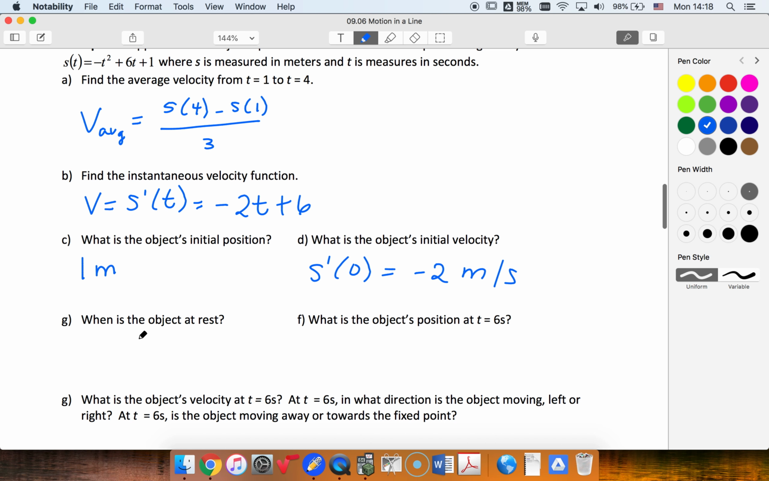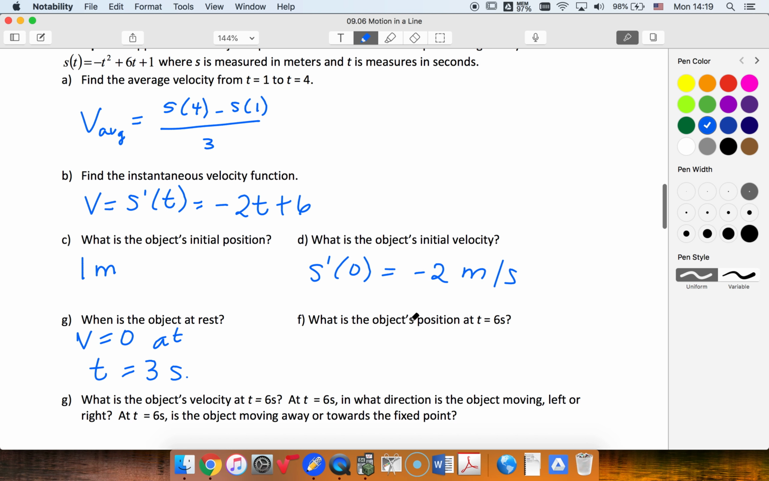When is the object at rest? So that means when is it not moving? When is its velocity 0? So I want to solve v equals 0. So that's going to happen at t equals 3 seconds.